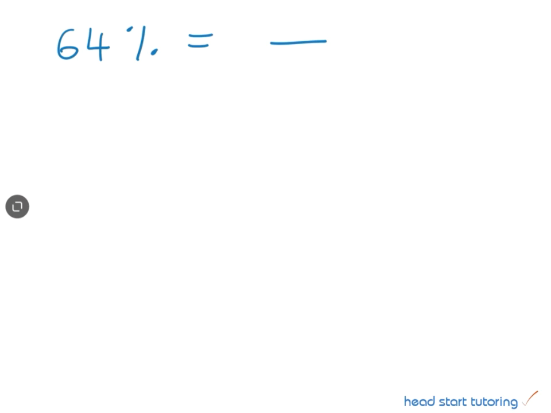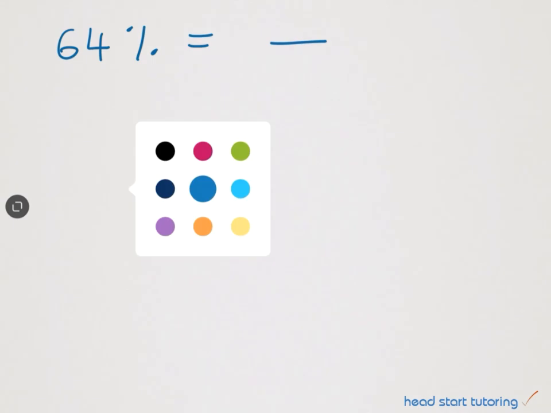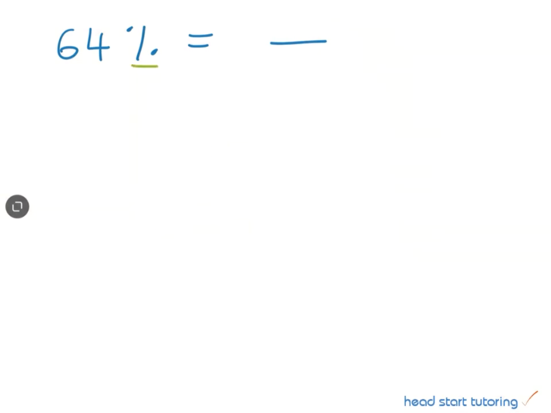If we would like to convert 64% into a fraction, what we need to do is remember that any percentage is just a fraction with a denominator of 100. So as soon as your denominator is 100, your numerator will be your percentage. So we know that we can write 64% as 64 over 100. So 64% is equal to 64 over 100, and that is your fraction. It's as simple as that.